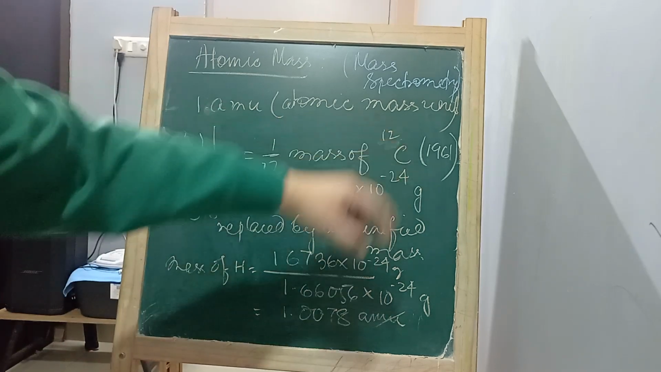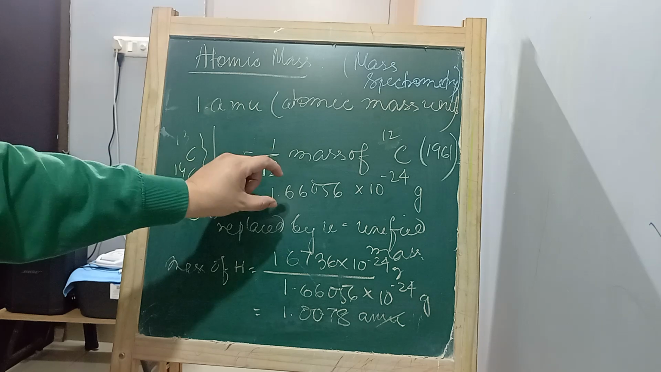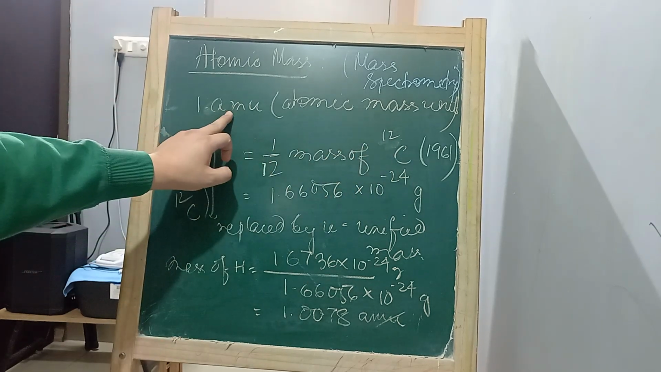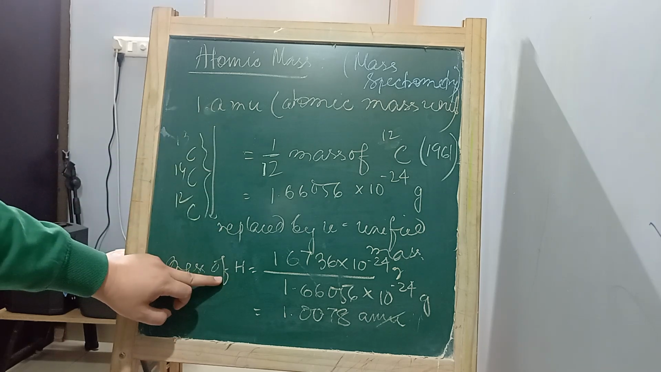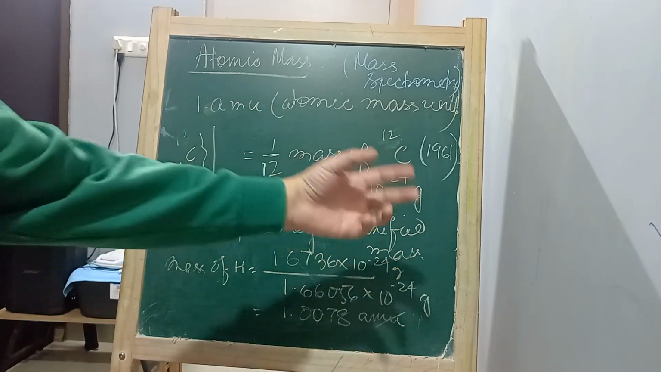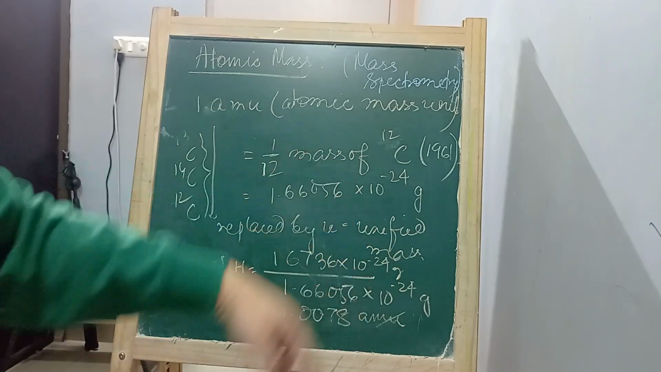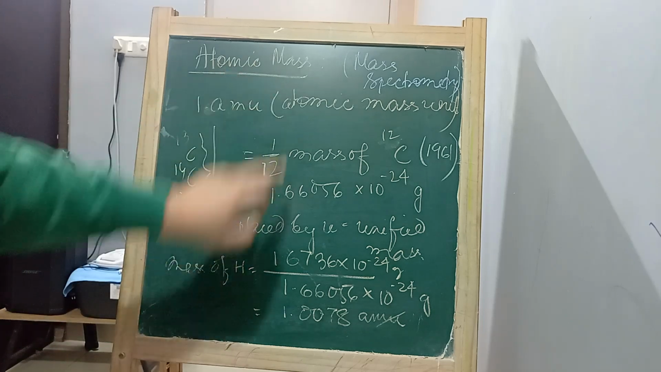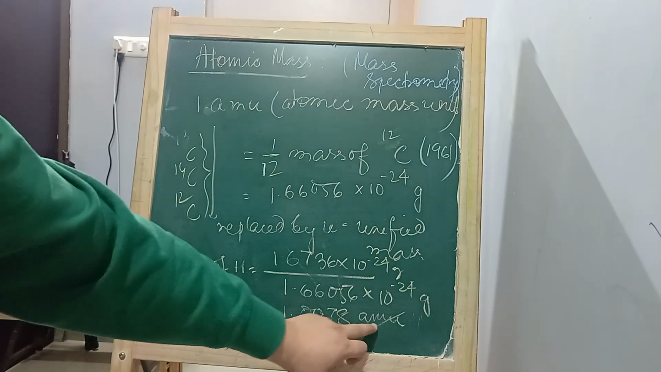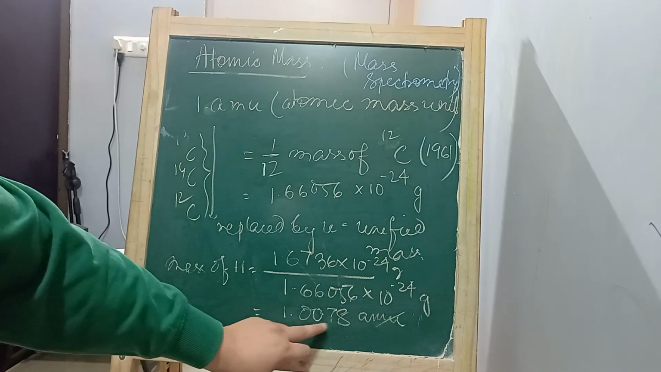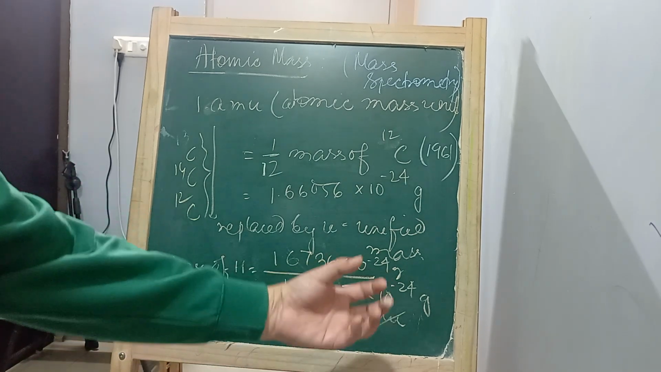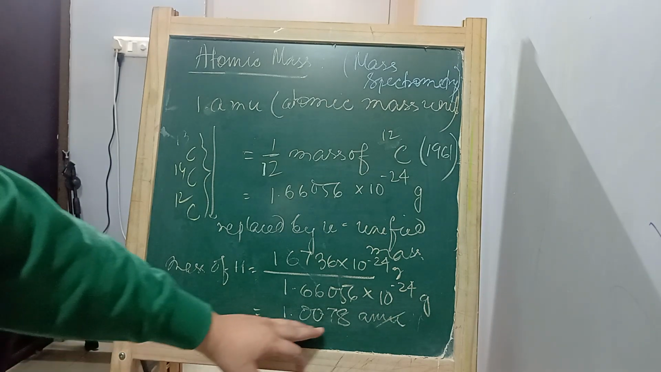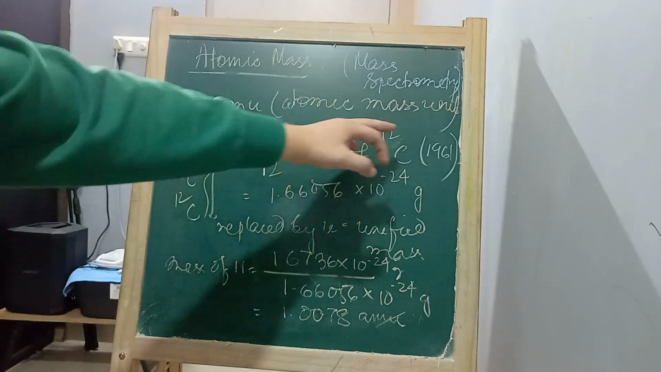or it is 1.0078 times 1 by 12 of the mass of a carbon-12 atom. Whatever the mass of a carbon-12 atom is, you divide it by 12, you get 1 AMU, and the mass of that hydrogen atom is 1.0078 times that atomic mass unit. So when you say that the atomic mass of hydrogen is 1.0078 AMU, it is 1.0078 times the atomic mass unit, which is 1 by 12 of the mass of the carbon-12 atom.